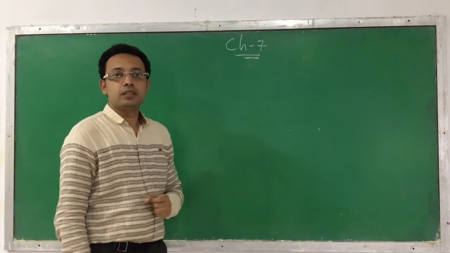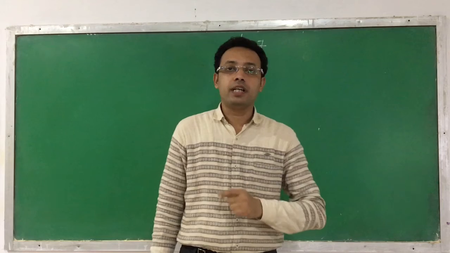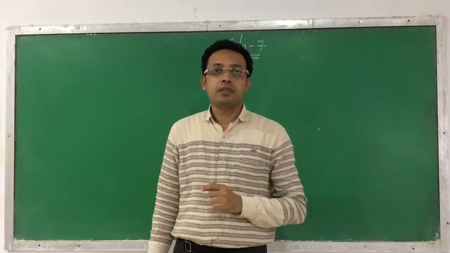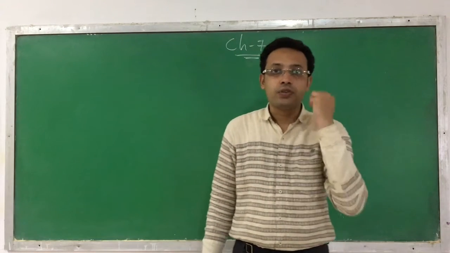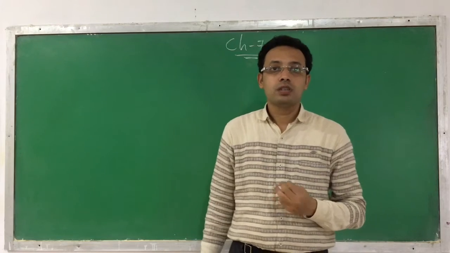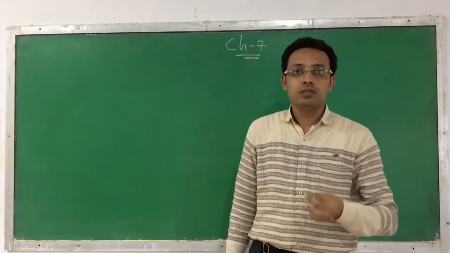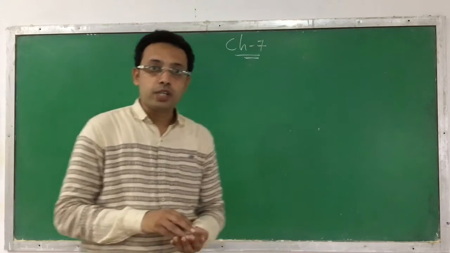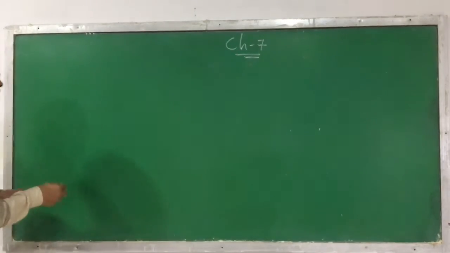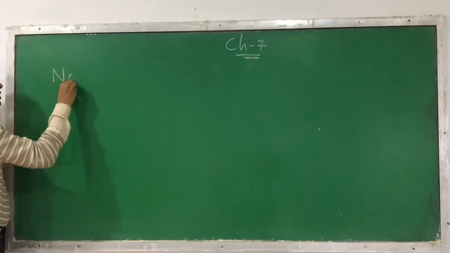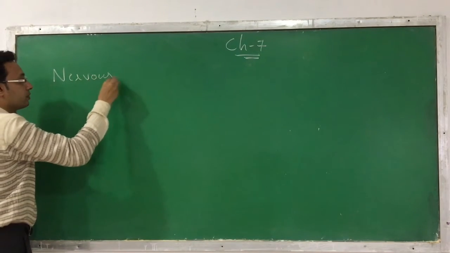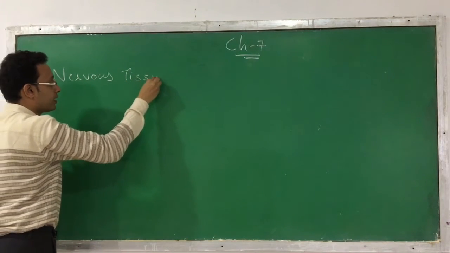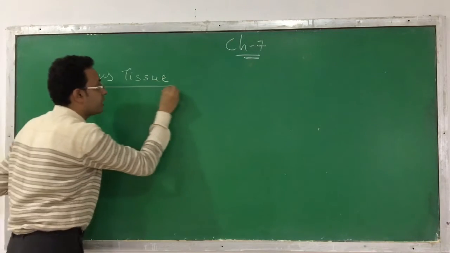Chapter number 7, Structural Organization in Animals. In this chapter, till now we have finished the 3 important tissues: epithelial tissue, connective tissue and the muscular tissue. Today we have to learn regarding the next tissue, what we are calling nervous tissue. Today we will learn regarding the last kind of tissue that is found in animals.